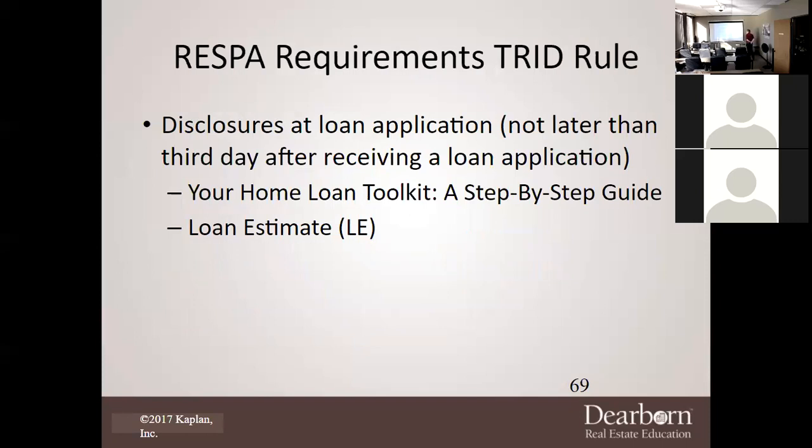Now, RESPA requirements in regards to the TRID rule: basically these are disclosures at the loan application, and they're not later than the 3rd day after receiving a loan application. Your client must, from the 3rd day of receiving the application, get the home loan toolkit, which is a step-by-step guide, and a loan estimate.